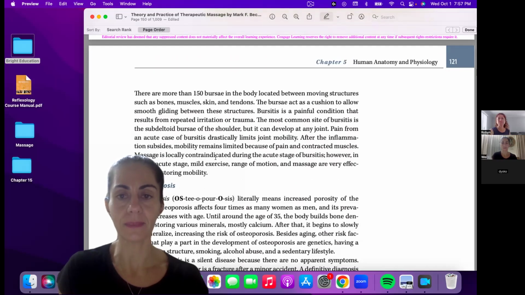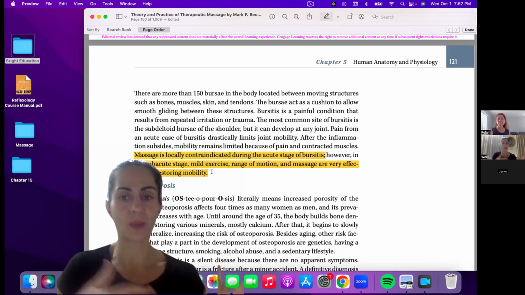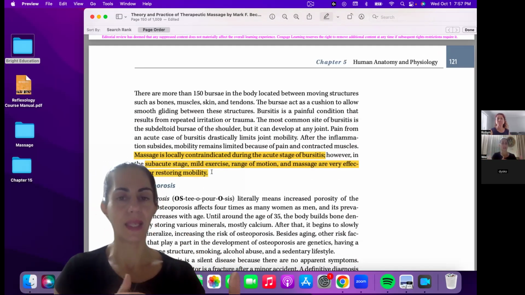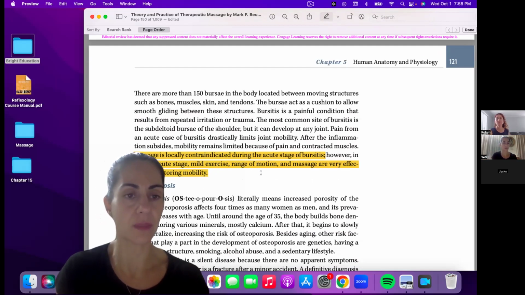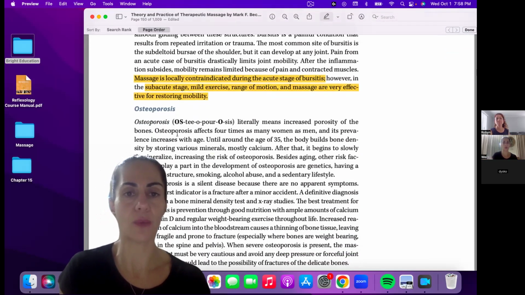Again, massage is locally contraindicated, meaning just for that area during the acute stages. However, in a subacute stage, mild exercise, range of motion, and massage are acceptable. So you're seeing a pattern here when it comes to the skeletal system. You've got to know there's an acute and a chronic phase, and you've got to combine therapies with lifestyle for them to be better. But massage is a definite help for them.